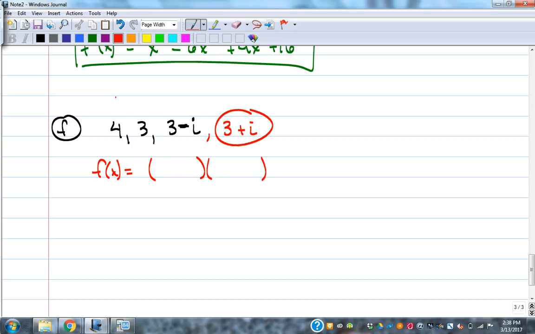For the 4, it would be x minus 4. For the positive 3 there, it'd be x minus 3. You guys got that. That's nothing to that. Let's get the imaginary stuff, complex. x minus 3 minus i, x minus 3 plus i.